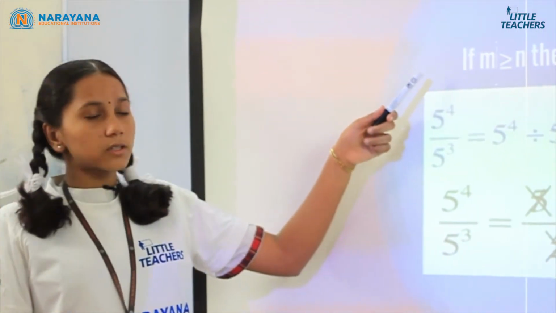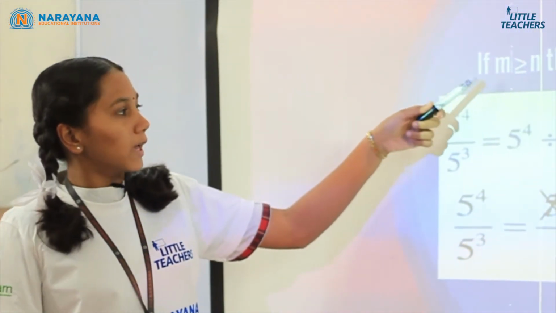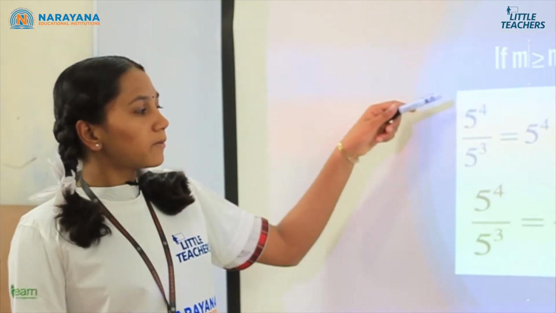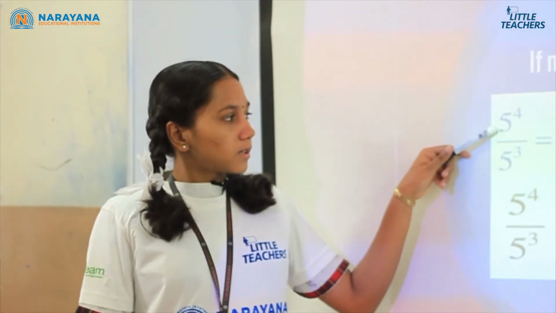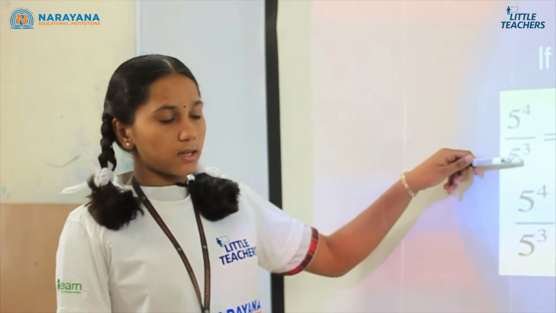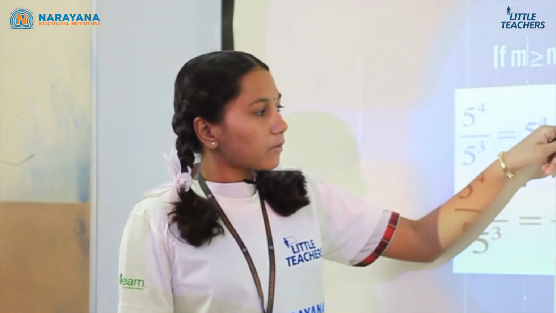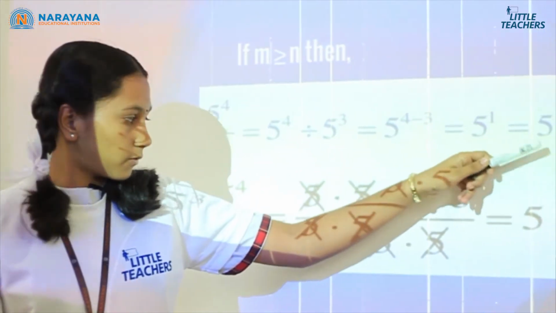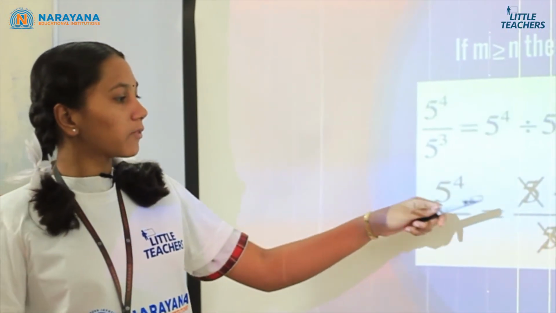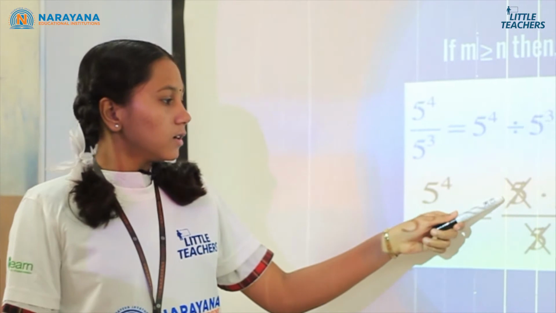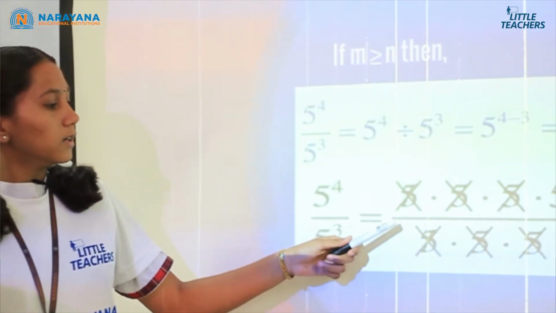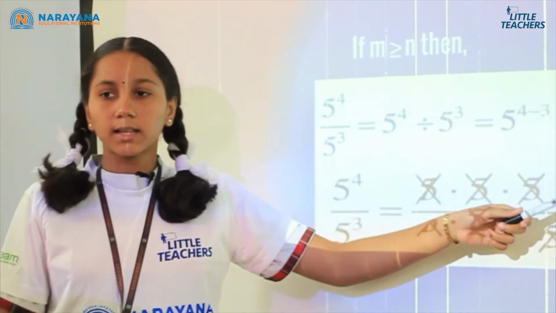Example 1 is based on the first case, that is, if m is greater than or equal to n. Here, 5 power 4 by 5 power 3. Here 4 is greater than 3. So 5 power 4 minus 3 gives 5 power 1, which is 5. The simplified method is 5 into 5 into 5 into 5 divided by 5 into 5 into 5, and we get the answer as 5.